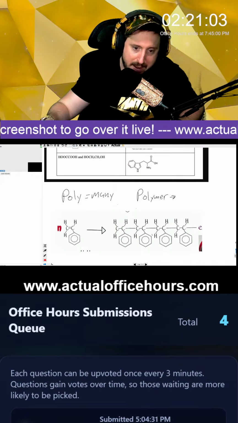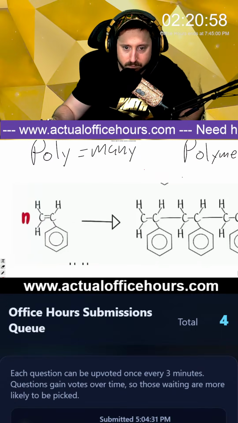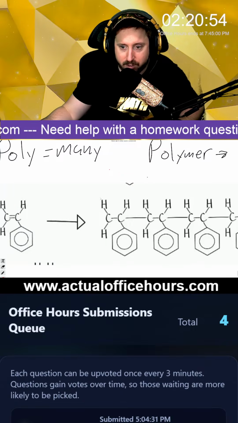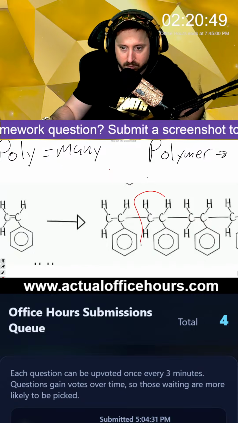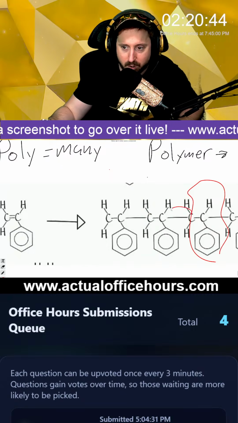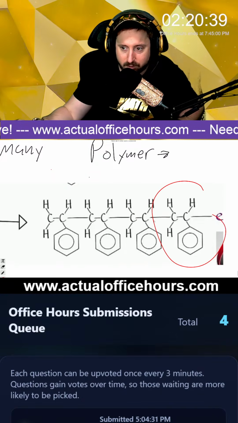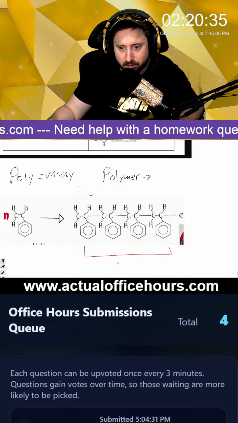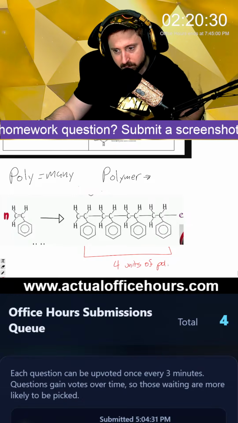So here, I'll just do this first one for you, and then I'll tag JC to maybe take a look at it. But I think what happens here is that this carbon-carbon double bond opens up, and that then enables another styrene thing to bond to this one, right? And then this one bonds to this one, and then this one bonds to this one, and so forth and so forth. So this would be your 4 units of polystyrene.